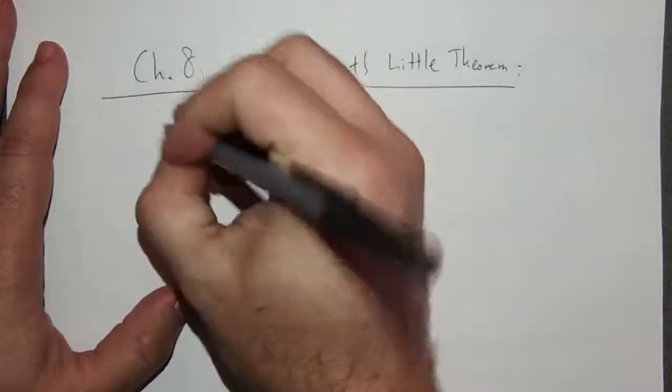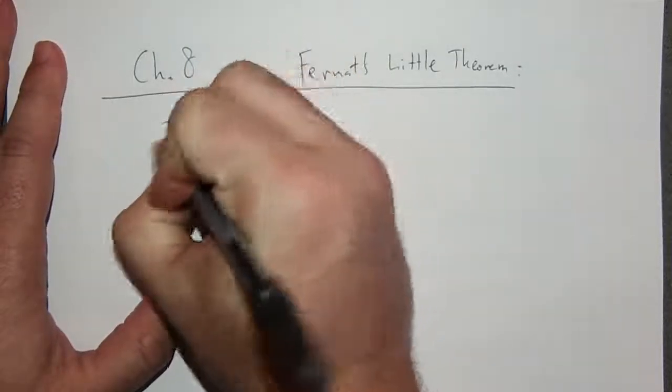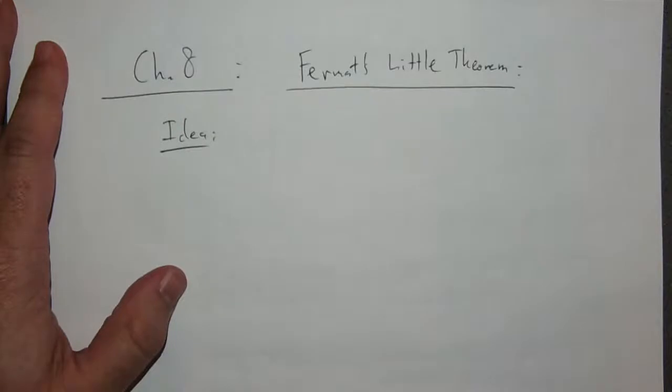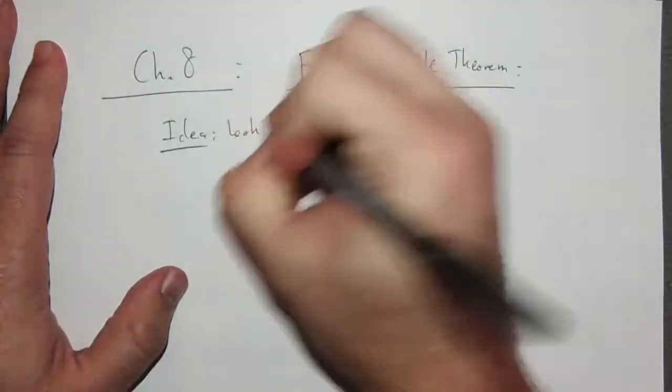What's the idea behind Fermat's little theorem? The idea is look at the pattern, right? So look at the following pattern.